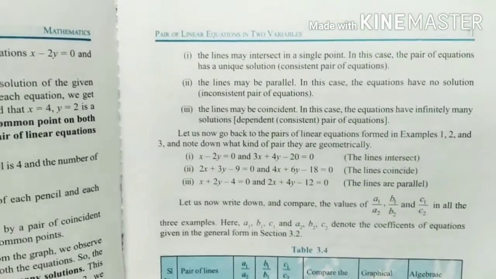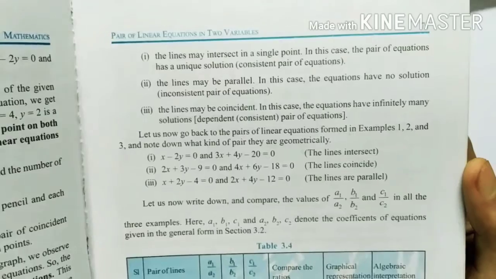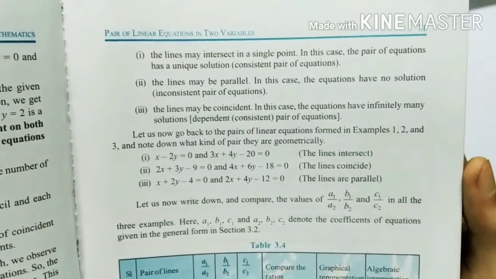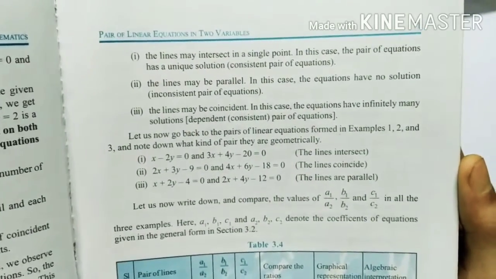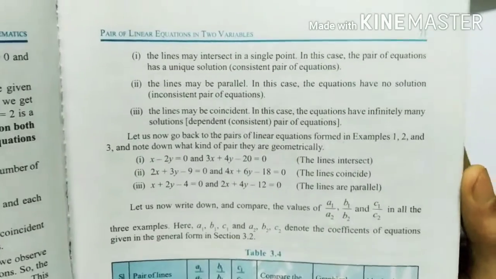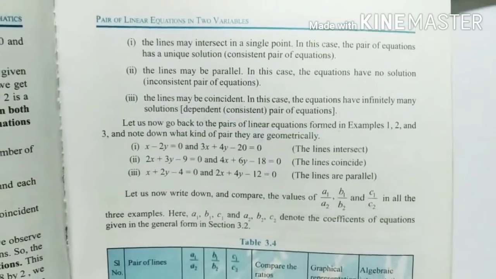Understand? We can now summarize the behavior of lines representing a pair of linear equations in two variables and the existence of solution as follows. First, the lines may intersect in a single point. In this case the pair of equations has a unique solution, that means a consistent pair of equations.